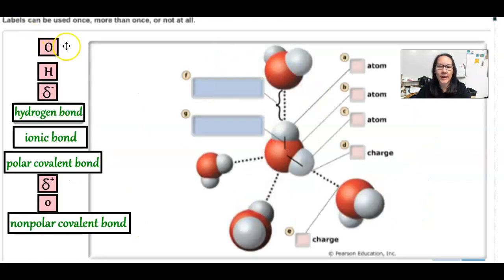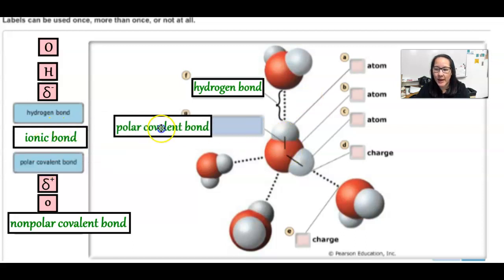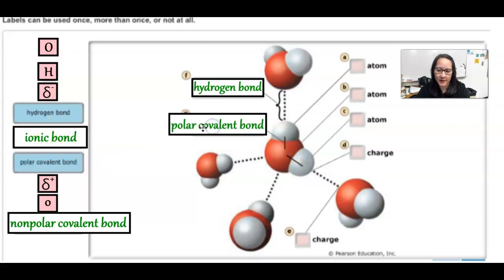So let's label this hydrogen bonding, or these waters that are all around each other. So first of all, this dotted line is the hydrogen bond. Okay, then this one is pointing at the dashed line between the oxygen and the hydrogen. That's going to be a polar covalent bond.